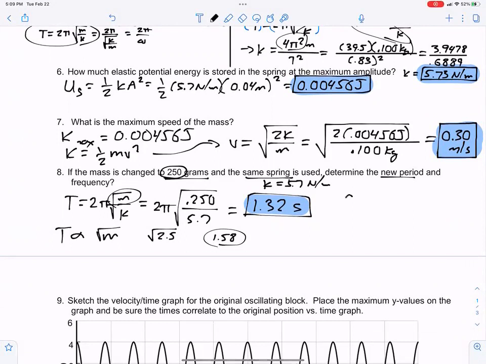Now, how do we get the new frequency? Just inverse the new period. So the inverse of that would be about 0.76 cycles per second, or 0.76 hertz.